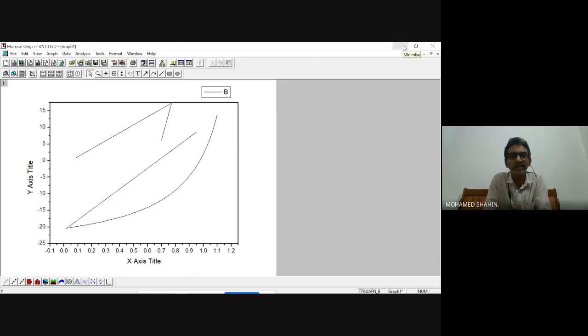Fragility definition is that dy by dx, with x-axis Tg by T. When T is equal to Tg, the x-axis becomes 1.